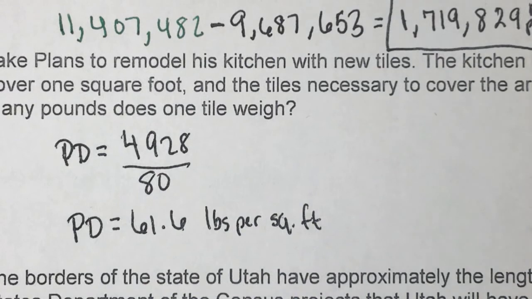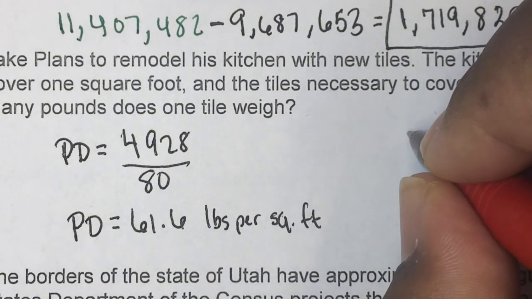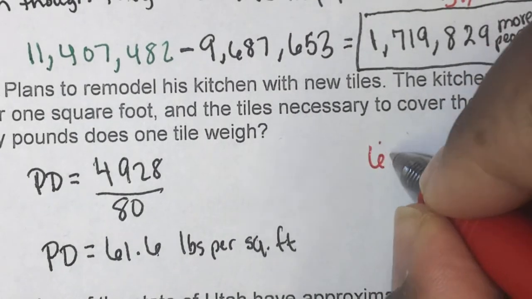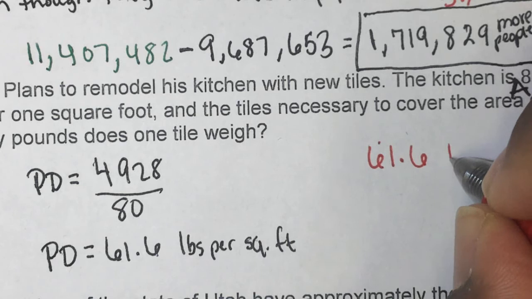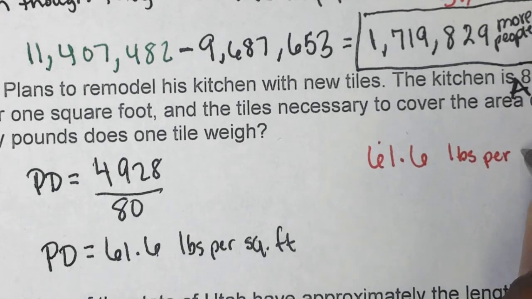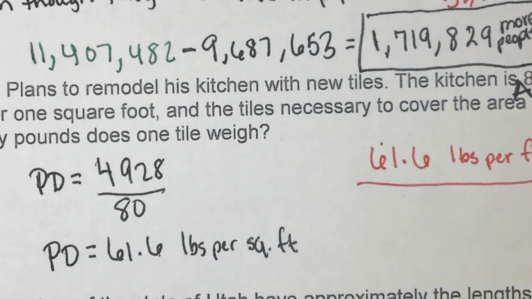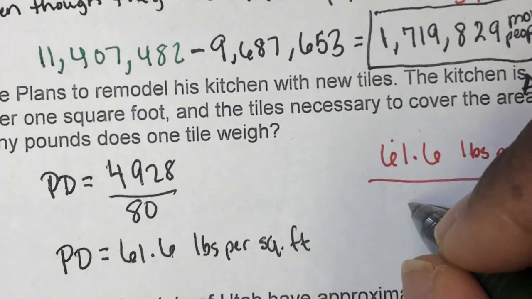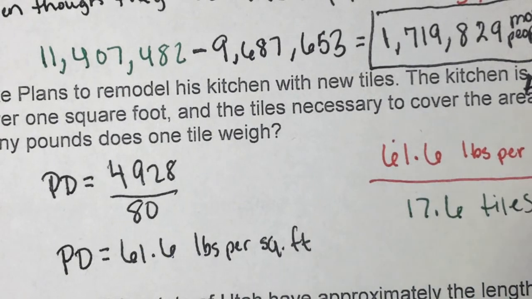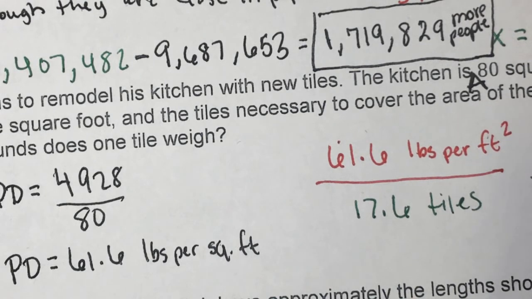It's not our answer though, because the question asks how many pounds 1 tile weighs. How many tiles does it say are in a square foot of floor? 17.6. So in a square foot of floor, you have 17.6 tiles. To figure out how much they weigh, we're going to take the pounds per square foot, 61.6, and divide that by the number of tiles, 17.6 tiles. So the weight of 1 tile would be 3.5 pounds.